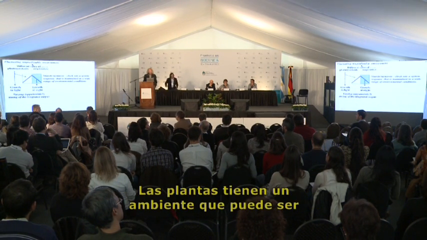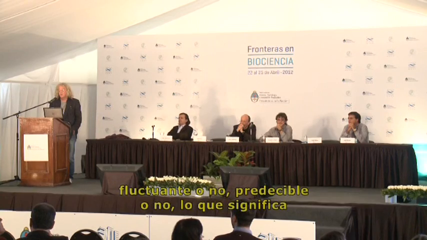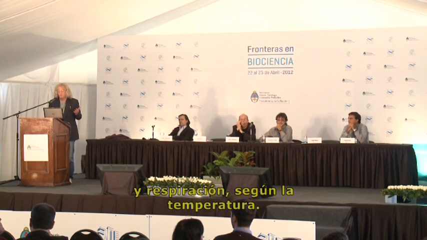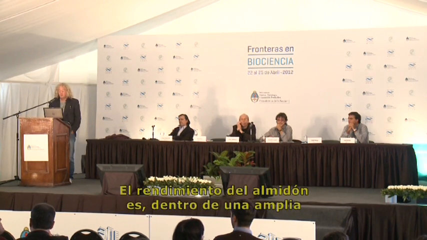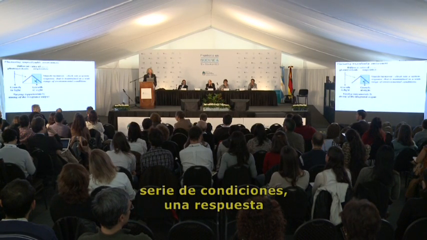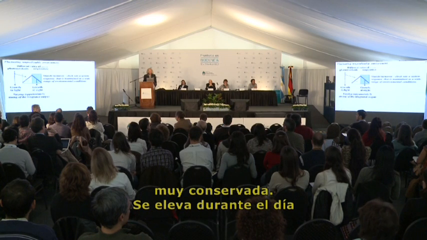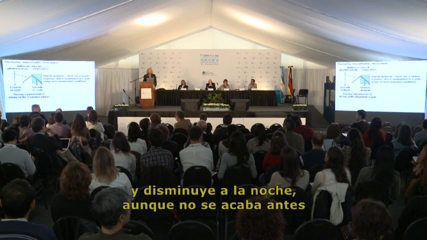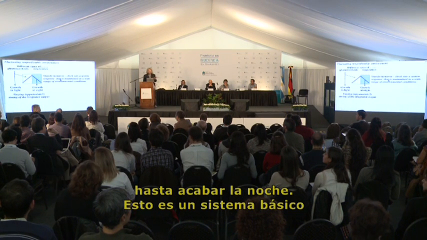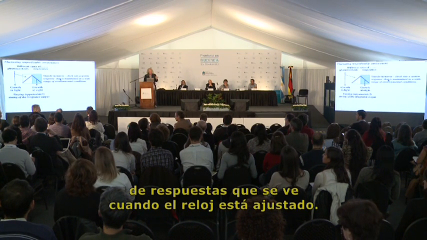Plants have a fluctuating, unpredictable environment. This means they're always going to have different rates of photosynthesis, also respiration because of temperature. Their starch turnover is, over a wide range of conditions, a highly conserved response. It goes up in the day and goes down at night, and it doesn't run out before the end of the night. I see this as basically a system response which the clock is setting.